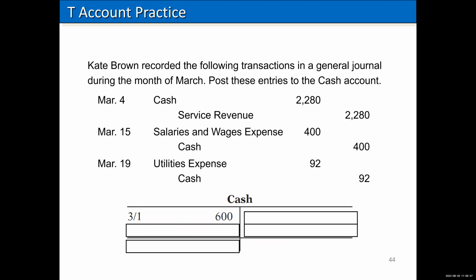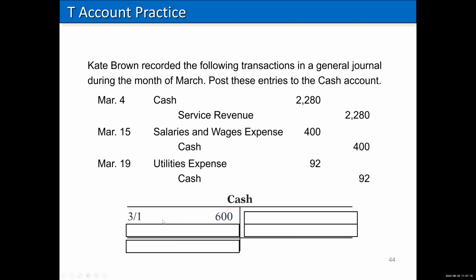Kate Brown recorded the following transactions in a general journal during the month of March. Post these entries to the cash account. Now, notice that our journal is our diary, and we really can't see what our cash balance is. We just have a series of transactions, but by posting the transactions into the ledger, we can see what the balance in our accounts are, specifically cash.